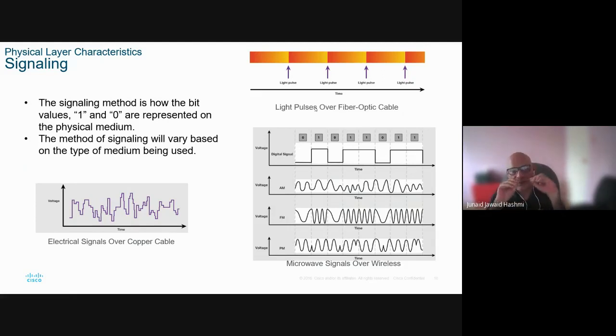So when, for example, banks connect their branches, they mostly use fiber optic cable. So the data traveling over the wire cannot be stolen. The light pulses provide more security. And microwave signals, like over the air, are the easiest to capture.